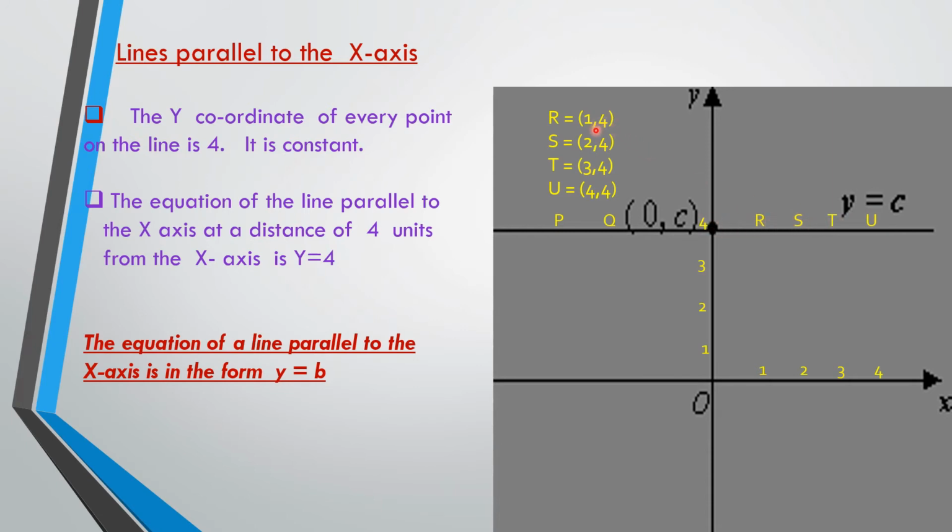That is a constant. Therefore, the equation of the line which is parallel to the x-axis at a distance of 4 units from the x-axis is y equal to 4. Therefore, the equation of a line parallel to the x-axis is y equal to a constant. We conclude that the equation of a line parallel to the x-axis is in the form y equal to b.